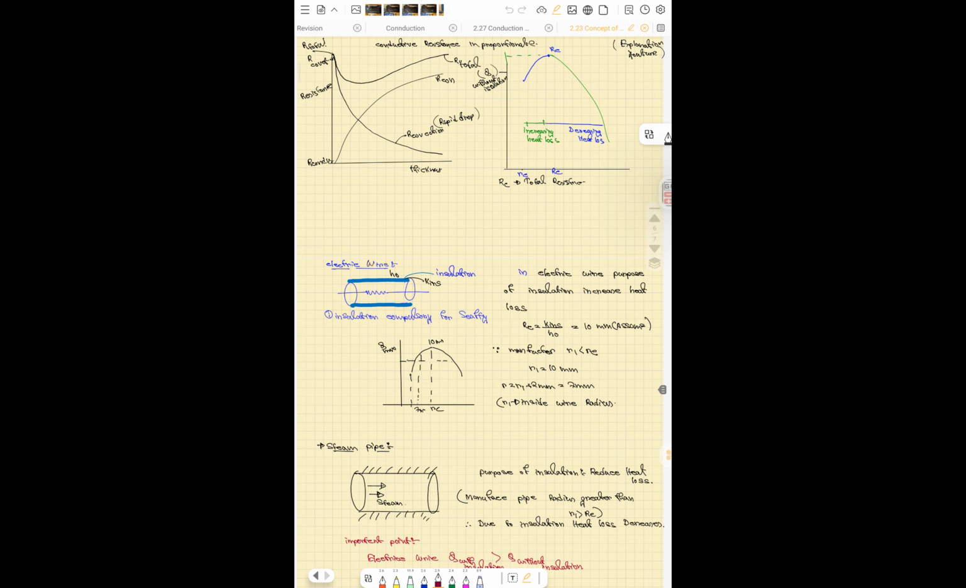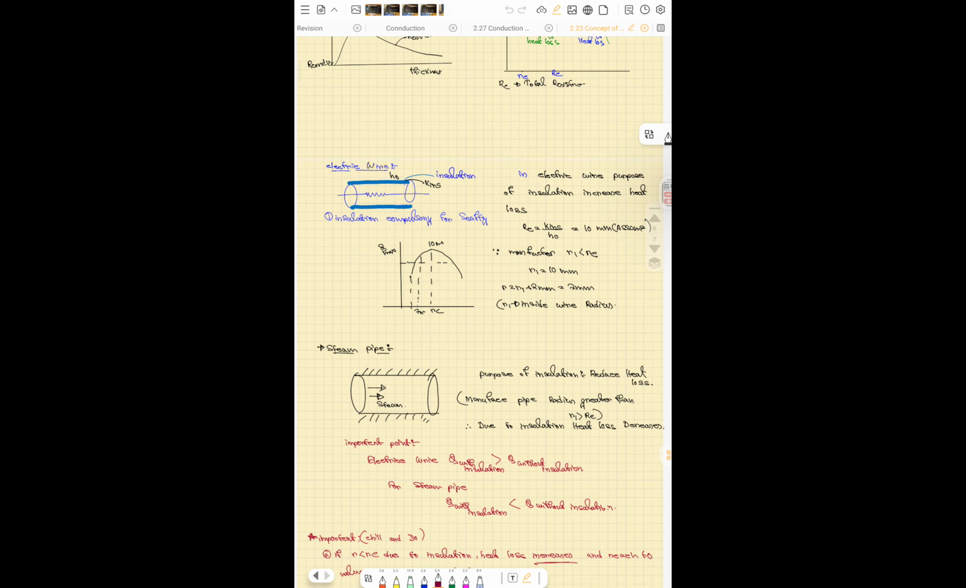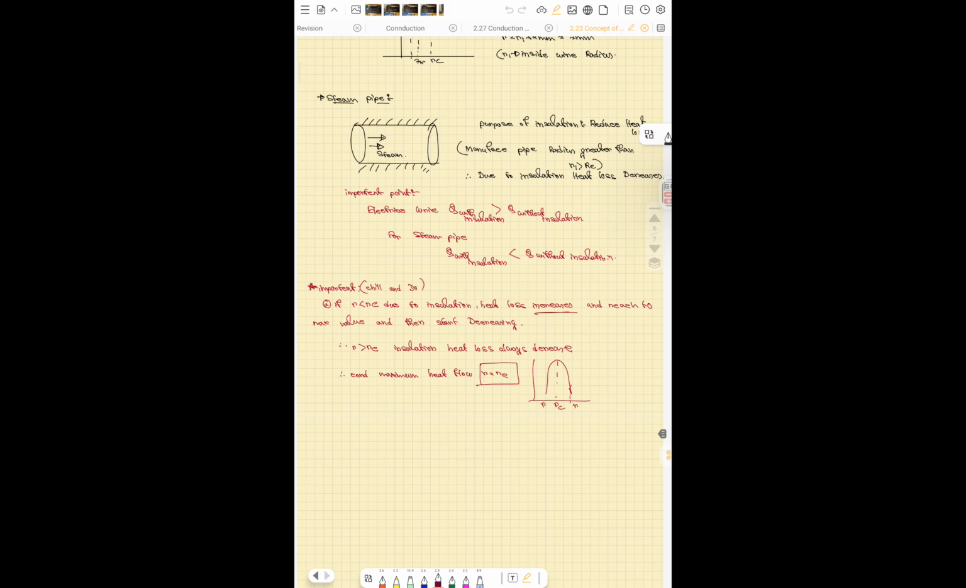For electrical wire, insulation is compulsory for safety. So for electrical wire, the purpose is to increase the heat loss, so R is less than RC. So we have to decrease RC. For a steam pipe, R is greater than RC, because due to insulation we have to reduce the heat loss. So that's why it's greater than RC. Okay, these two things I remember. When R is less than the critical radius, with insulation the heat loss increases. But when R is greater than the critical radius, then with insulation the heat loss always decreases. So depending on what purpose we are using the pipe for, we will use the proper insulation.